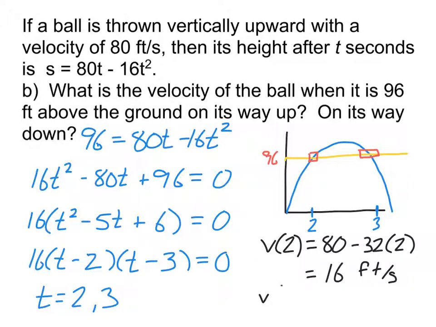And then v of 3 is the other one. That should be on the way down. So I again plug the 3 in for t in my velocity function. And here you get a negative 16, which again makes sense, I hope. And that again is feet per second. It should make sense because it's symmetrical about the vertex up here. And so the speed on one side should be the speed on the other side, just going in the other direction.